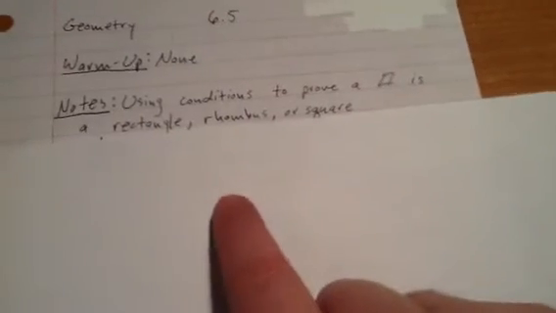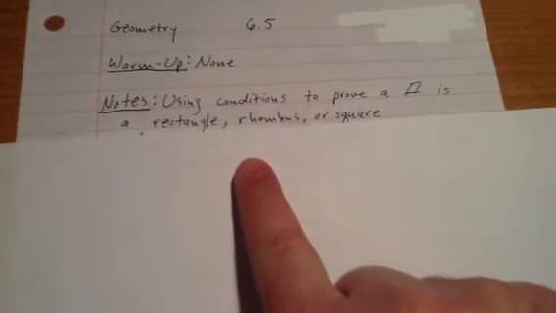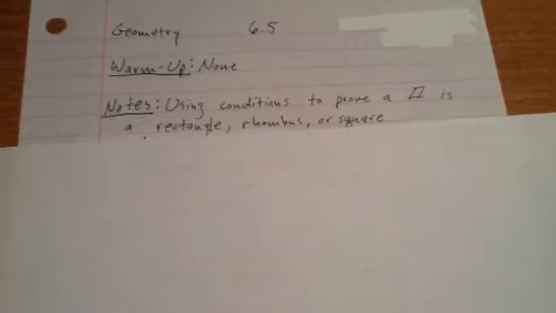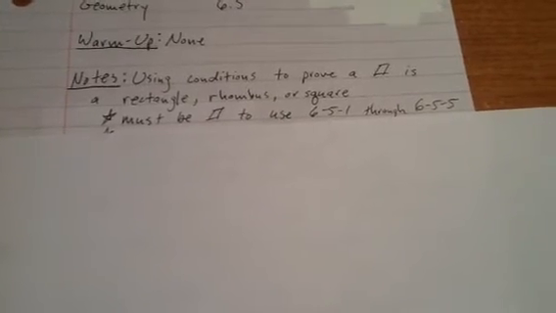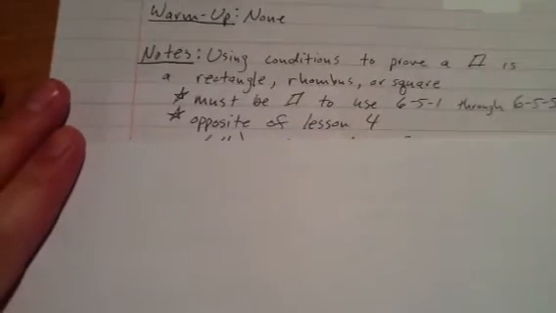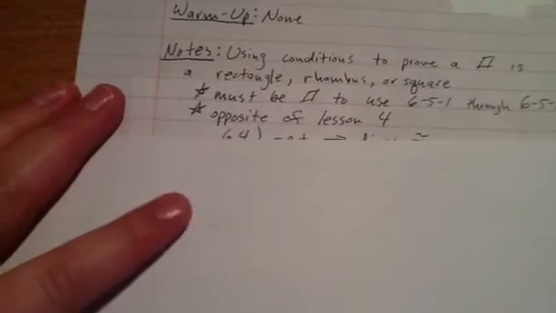So, as you can see here in my first note, using conditions to prove a parallelogram is a rectangle, rhombus, or a square. The first thing you must know is that it must be a parallelogram to use these conditions. So you have to go back to what we learned previously in the chapter about what makes it a parallelogram, but it has to be a parallelogram first before we can use these new conditions from this lesson. As I said earlier, this is basically opposite of what we learned in lesson 6.4. So keep that in mind.